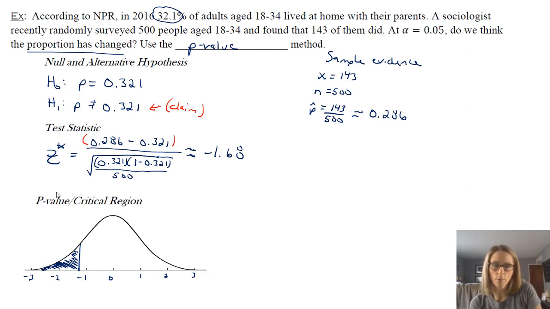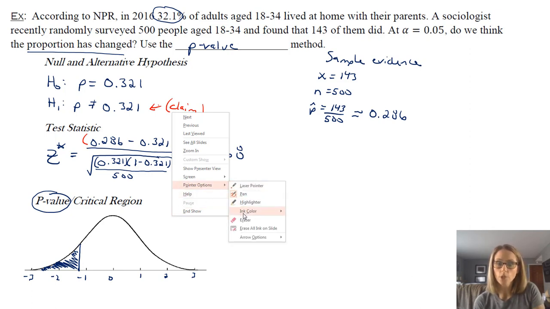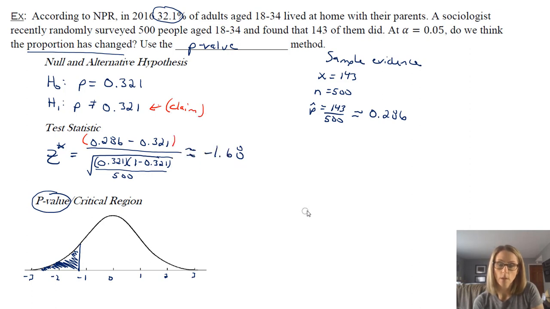Now, p-value, as always. So now once I have that test statistic, it's going to help me to figure out the p-value. And here is something that students have a bit of a hard time with. But when the question just says, do we think the proportion has changed? You might say, well, look, the new proportion is less than the old proportion. So why don't we just do less than? Well, that's just not what we can do.